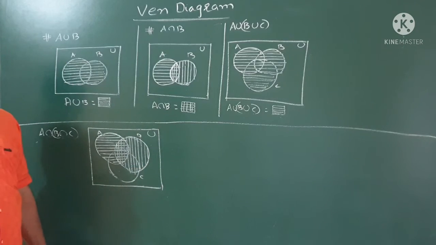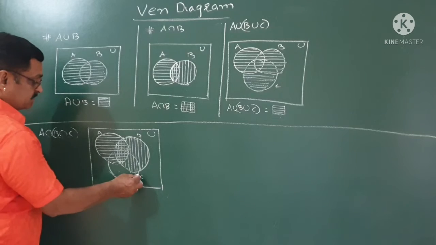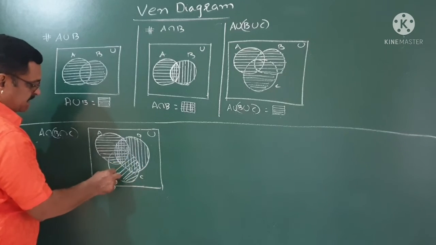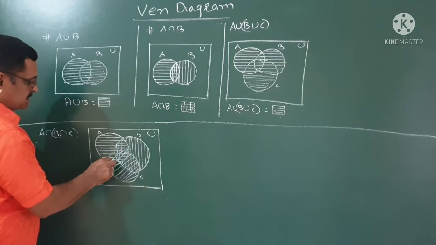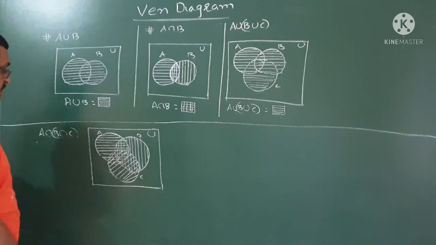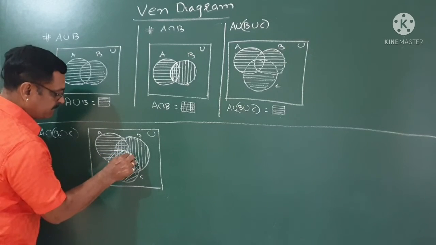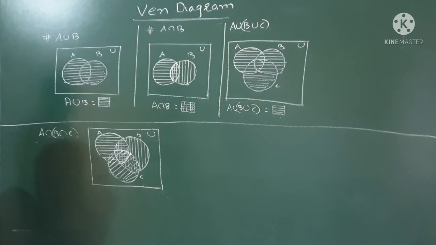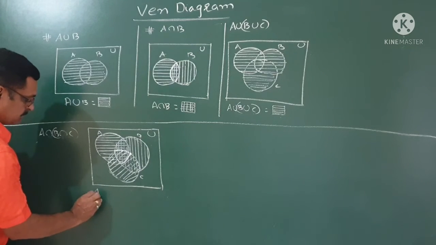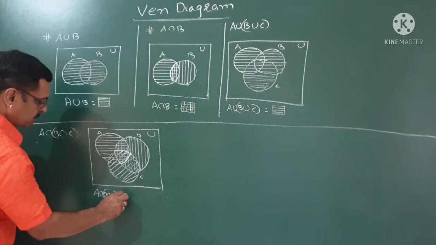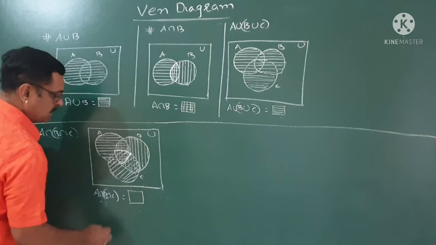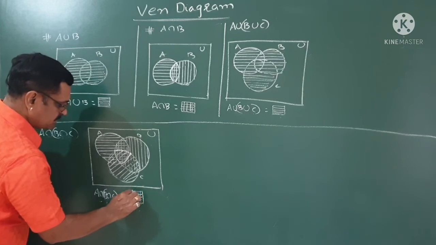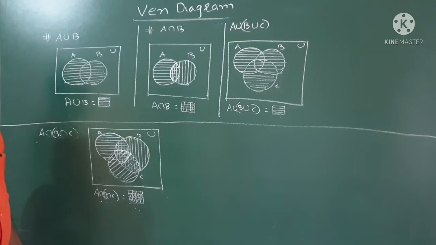Next, you choose any other third type of lines. I use slant lines to represent C. So horizontal lines represent A, vertical lines represent B, slant lines represent C. Wherever all three lines are meeting, that region represents A intersection B intersection C. So A intersection B intersection C is equal to one small box, and write first horizontal lines, then vertical lines, then slant lines.